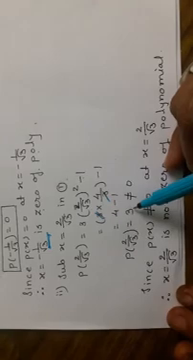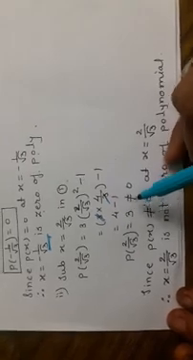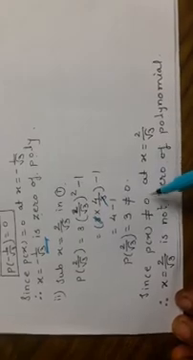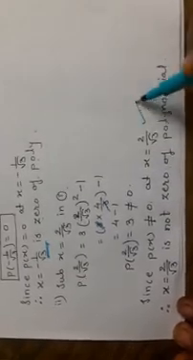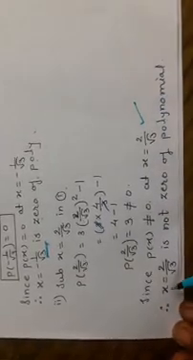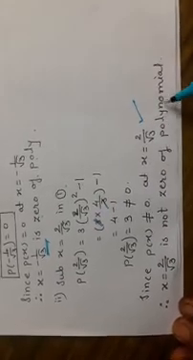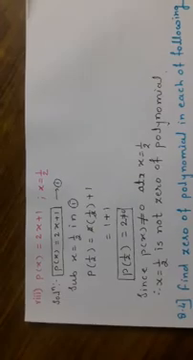Is it equal to 0? No, it is not equal to 0. Since P of x is not equal to 0 at x equal to 2 by root 3, therefore x equal to 2 upon root 3 is not a 0 of the polynomial.